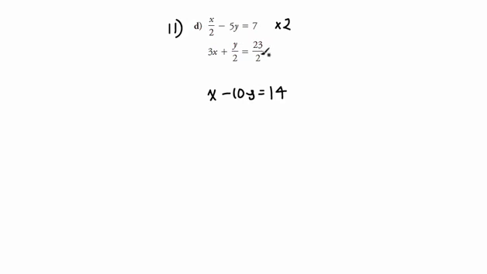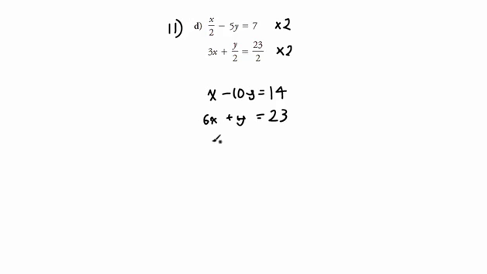Okay, so what about this? Similarly, we can multiply by 2, and that gets rid of the 2's because the 2's cancel. So multiply every term by 2, and we get 6x plus y, the 2's cancel, which equals 23 over 2 times 2, the 2's cancel, and we're just left with 23. Okay, so there we go, we have 2 equations and no fractions.